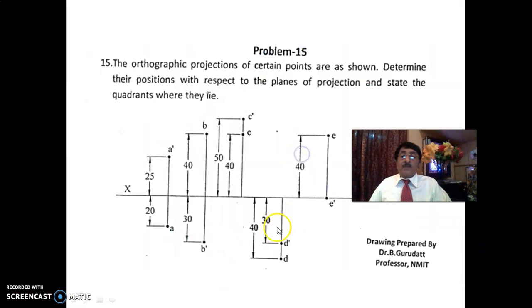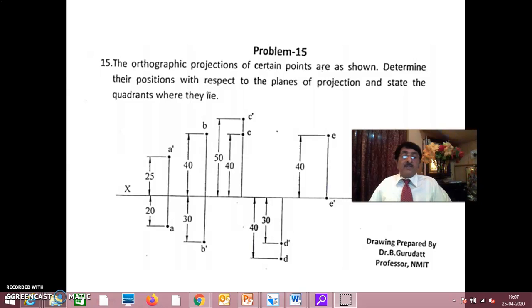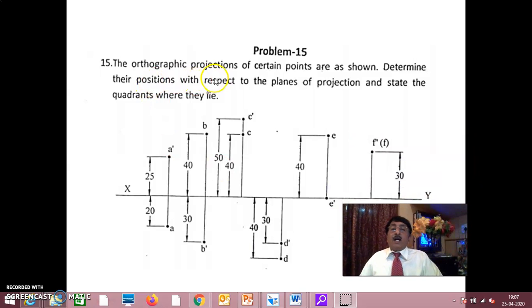Okay. Now what is given here is the orthographic projection of certain points as shown. Determine their position with respect to the planes of projection and state the quadrants where they lie.